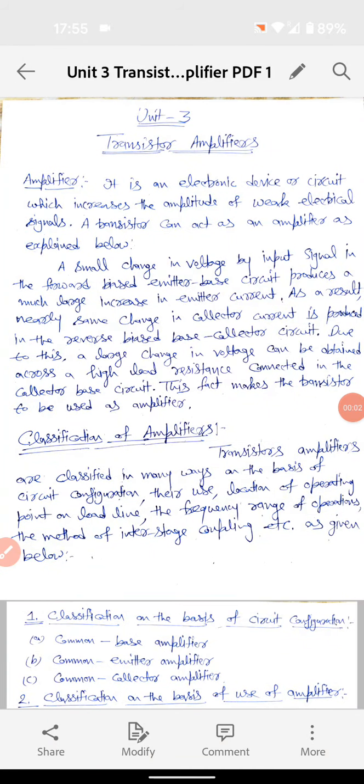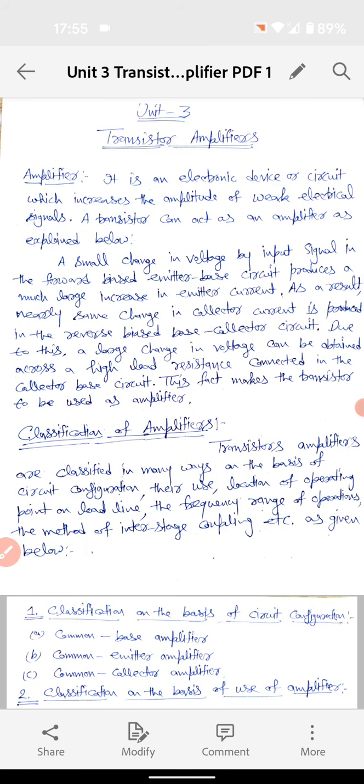Hello students. So today we will start our unit number 3, which is transistor amplifier. I hope you are all aware of transistor characteristics. So first of all we will discuss this terminology amplifier. Amplifier, as its name suggests, is an electronic device or a circuit which increases the amplitude of a weak electrical signal. A transistor can act as an amplifier as explained below.